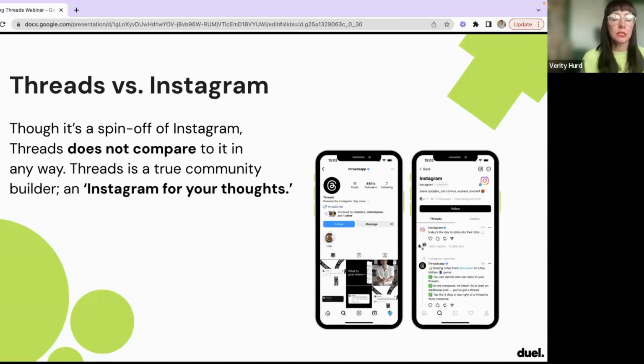So quickly then, if we were to look at Threads versus Instagram, although it's technically a spin off of Instagram, Threads doesn't actually compare to it in any way. It's important to think of Threads as a complement to Instagram, not a direct competitor or comparison. Both are working together to aid in public conversation. Threads is mainly through text, and Instagram is through your photos and videos. But what we're seeing with Threads is that it's a true community builder. And as they say, it's Instagram for your thoughts.